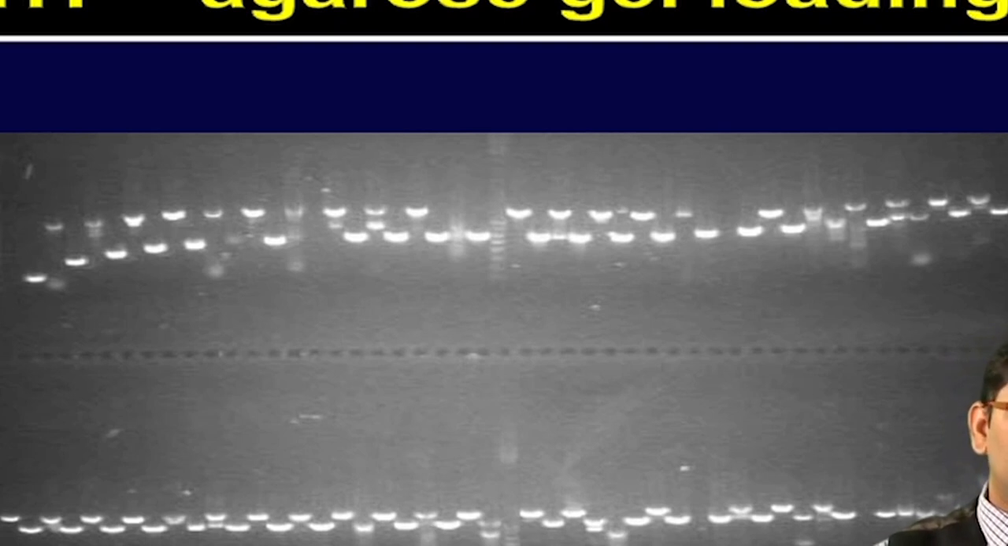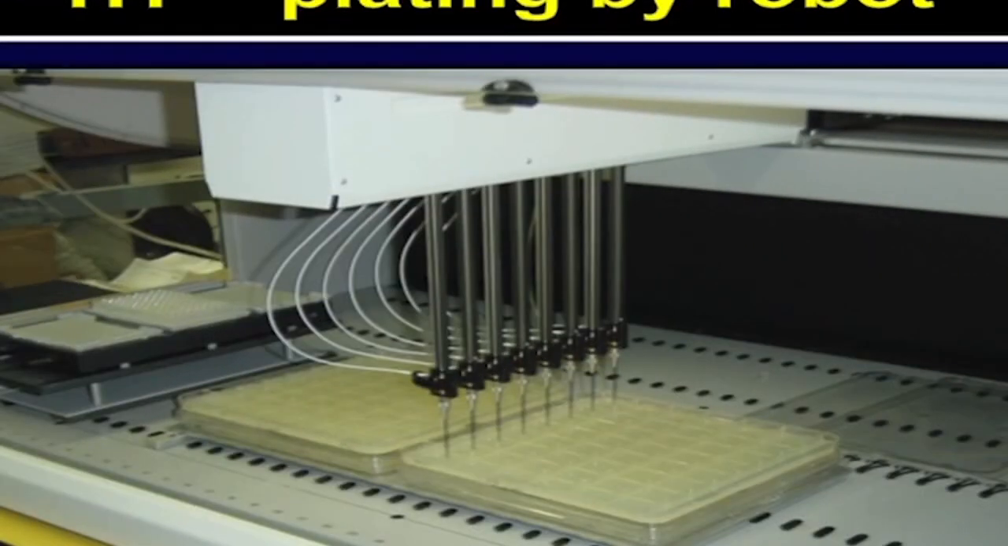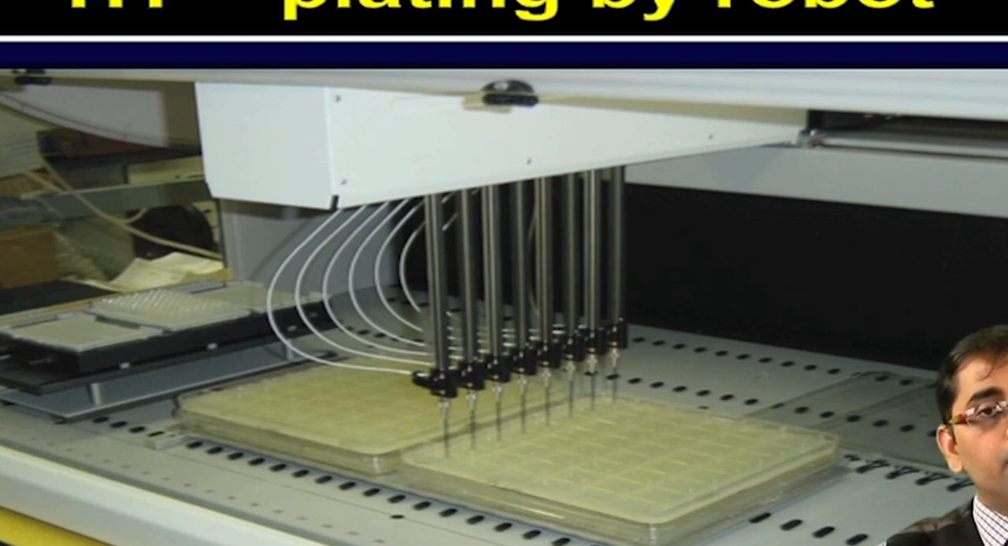In the gel here, you can see the sawtooth pattern for loading the gels, which makes the band size identification easier and avoids the contamination of the samples from the neighboring lanes. Manual loading could lead to contamination into neighboring wells and makes it difficult to identify the accurate molecular weight of your sample. Now, high throughput requirements also include the plating for the transformation by robot.